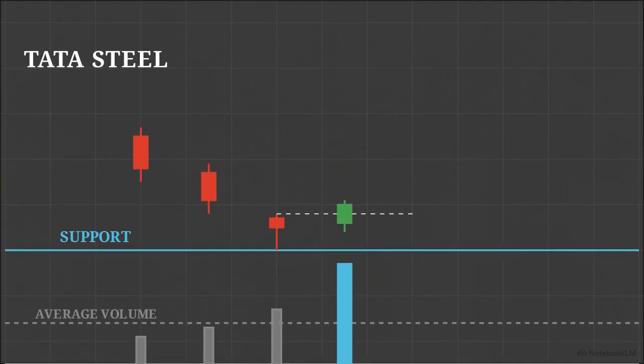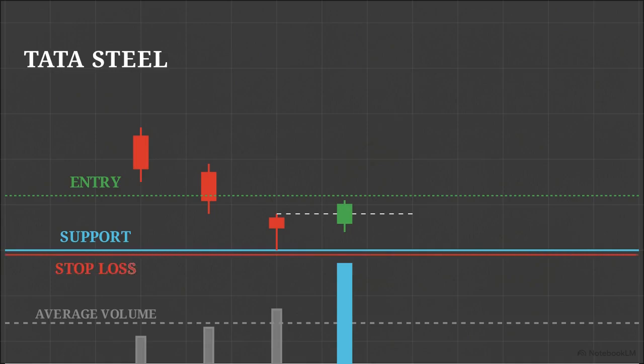With the price closed above the hammer's high and volume confirmed, you place your buy order just above the high of the confirmation candle. To manage your risk, you place your stop loss slightly below the lowest point of the hammer's long wick. If the price reaches this level, it proves the support has failed, and you exit the trade with a controlled, predefined loss.